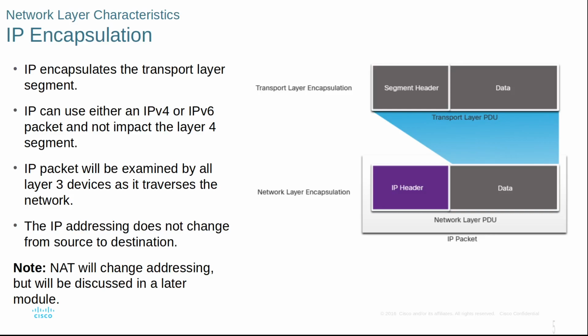Now if you recall with that frame at layer 2, that gets analyzed at each hop, stripped off, and a new one gets encapsulated, right? Not so with IP. The IP packet is examined by every single layer 3 device that it traverses through the network, and the source and destination addressing, unlike frames, does not change at all. Unless you're using NAT, and we'll look at that maybe later. Not in this module.